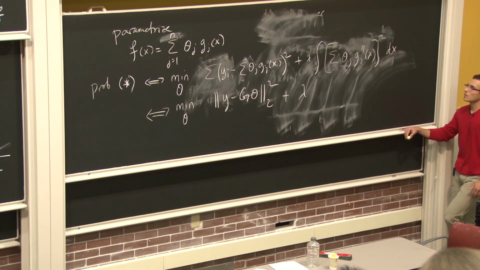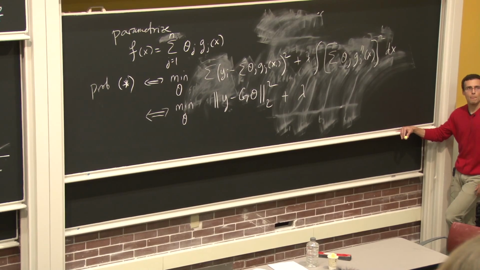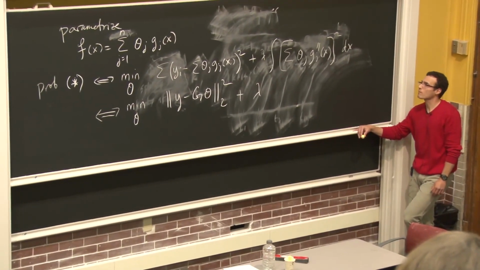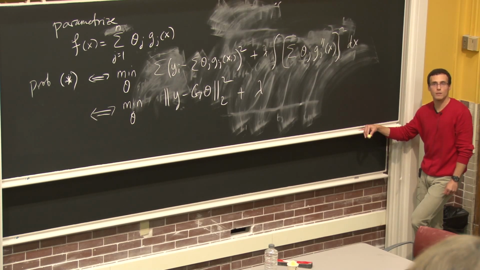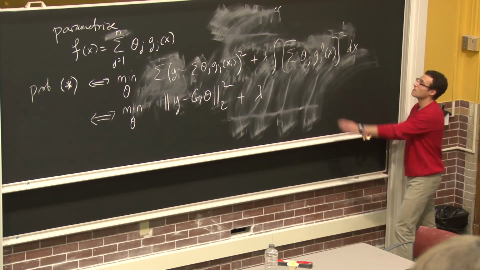So let's just look at this for a second, and don't worry about the details. Let's try to guess what kind of function of theta this is going to be. If I wrote it just in terms of vectors and matrices, what kind of function of theta is that going to be? Quadratic, that's exactly right.